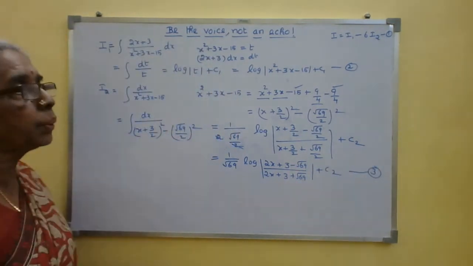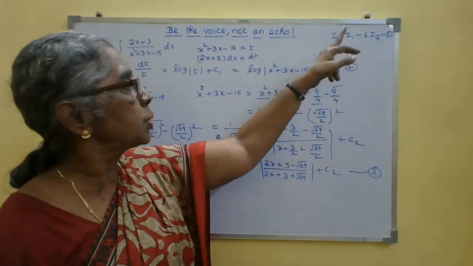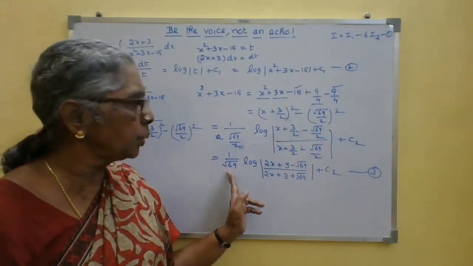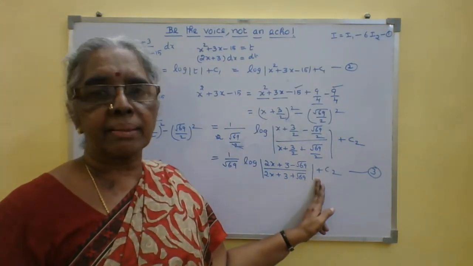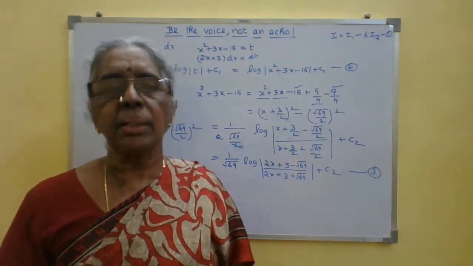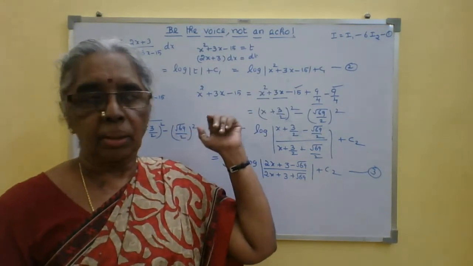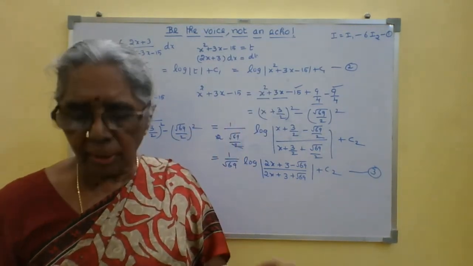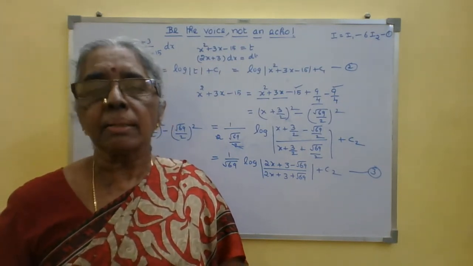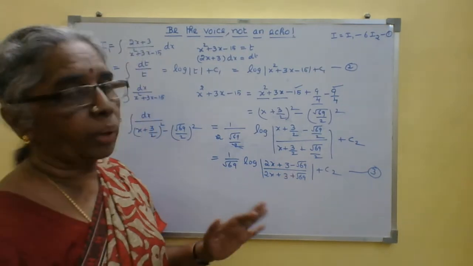This is your I2. Now you go to step 1. In I, you substitute this I1 answer and minus 6 into this I2 answer. Then you can combine this C1 and C2, you can write it with one C. So that will be the answer for this sum. So hope you understand this. Here you are splitting it into two integrals. In the first integral you are using substitution. In the second integral you are using the completing the square method.